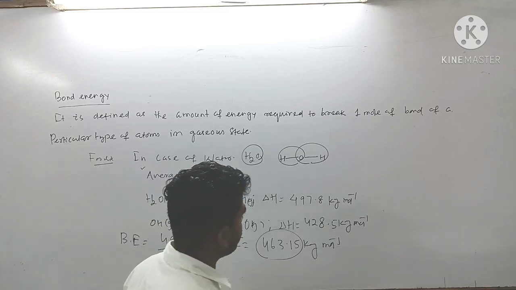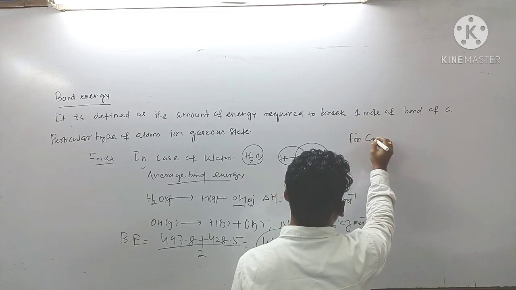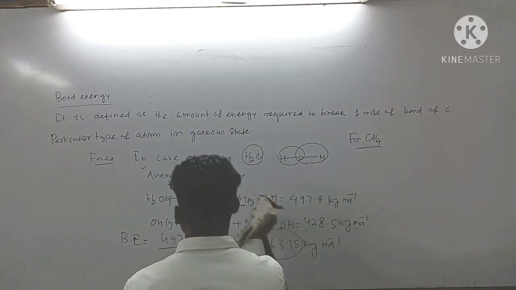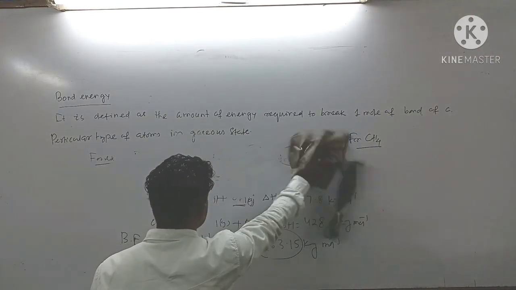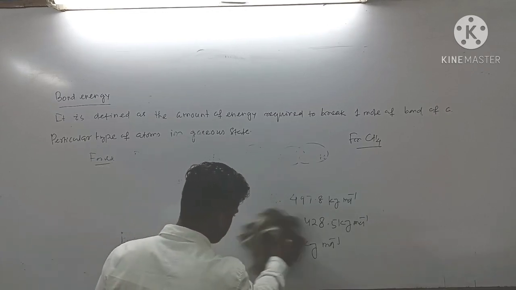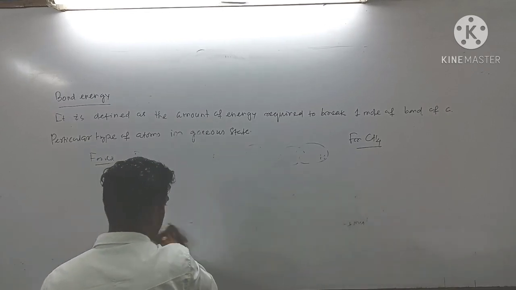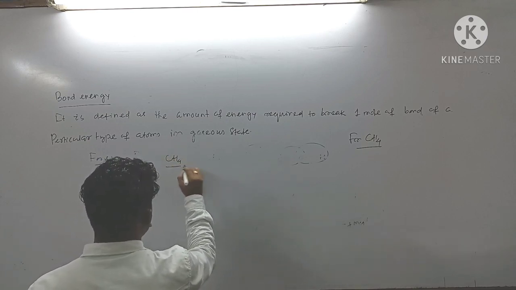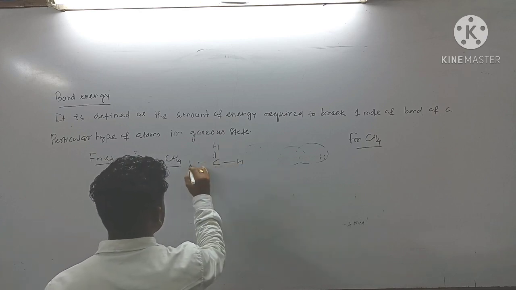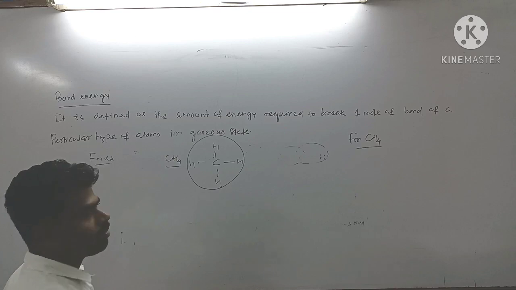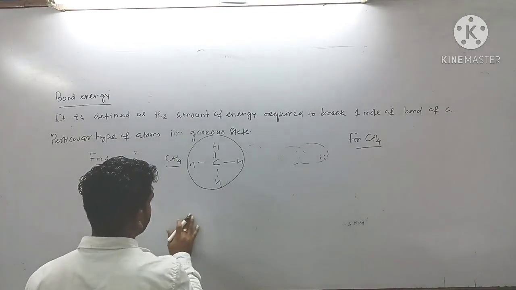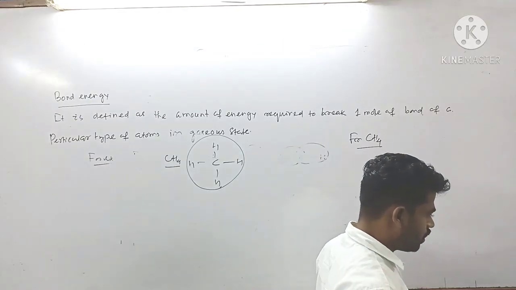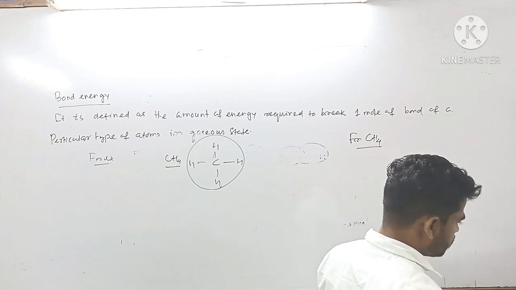Clear? Similarly, if I consider CH4, how many CH bonds are there? 4 CH bonds are there. You see in CH4, how many carbon hydrogen bonds are there? 4 carbon hydrogen bonds are there. So let's say the bond dissociation energy I need to calculate in case of methane.